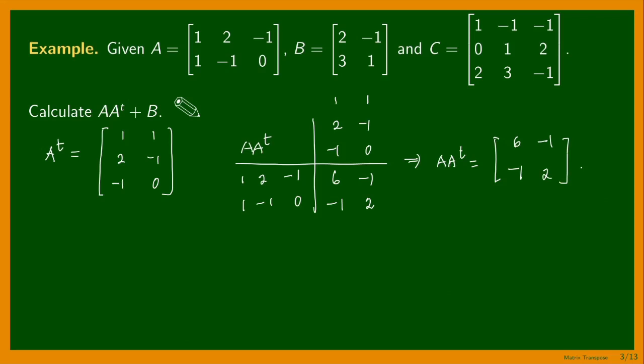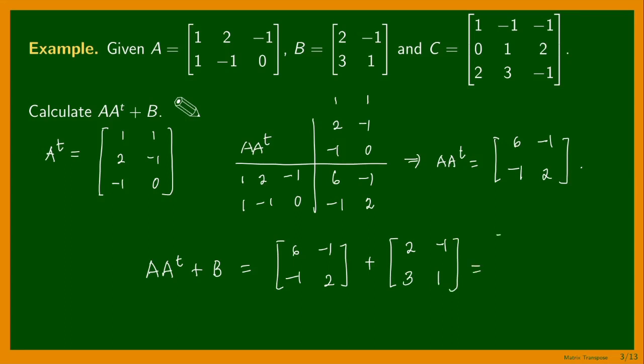Finally, to perform A A transpose plus B, we simply add [6, -1; -1, 2] plus the matrix B, which is [2, -1; 3, 1]. And the final answer should be [8, -2; 2, 3].